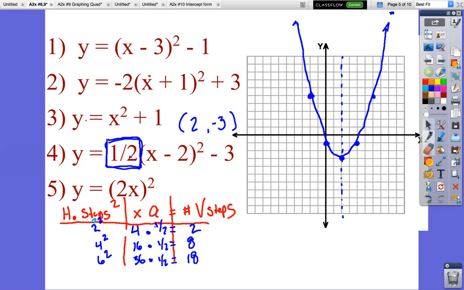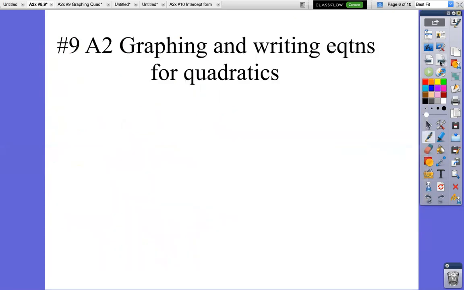All right. Any questions? All right, so make sure you guys get this. It's your number of horizontal steps times a equals the number of vertical steps. You might want to write this down to do your homework.